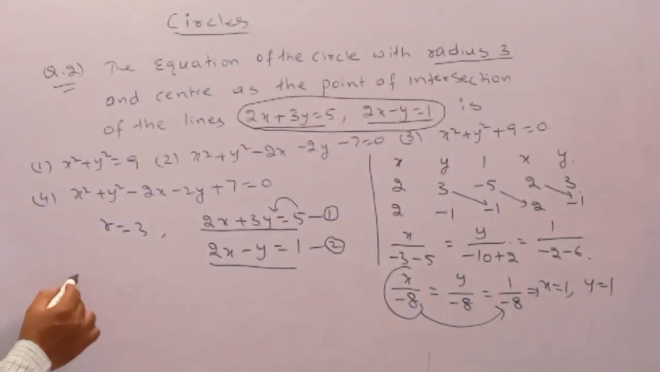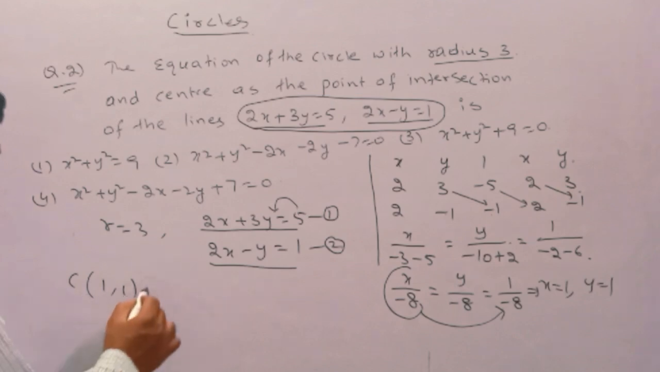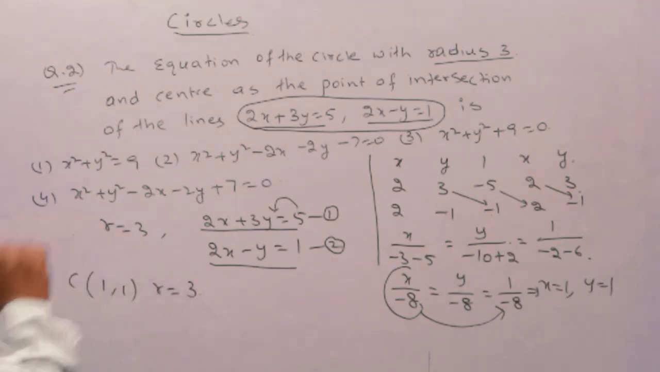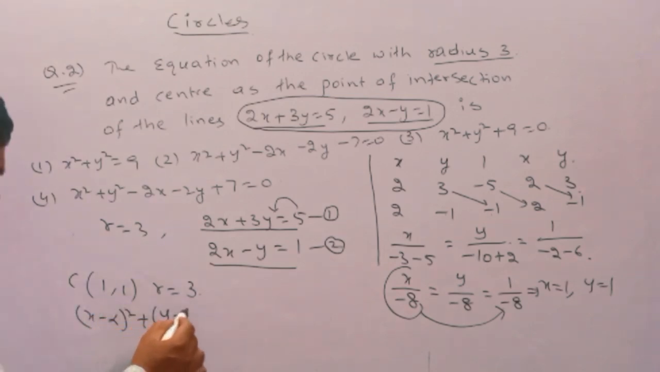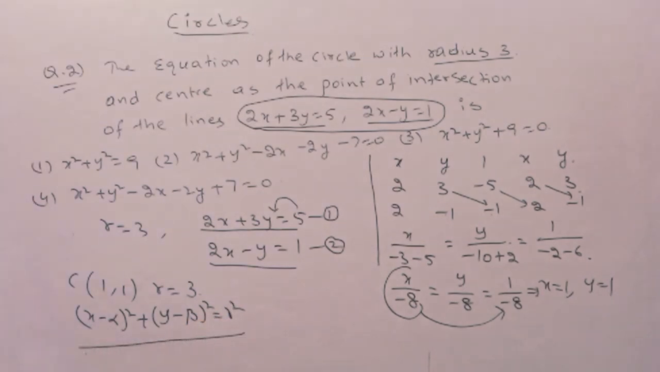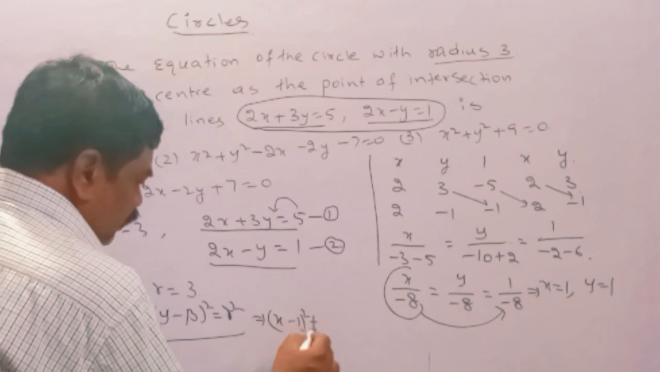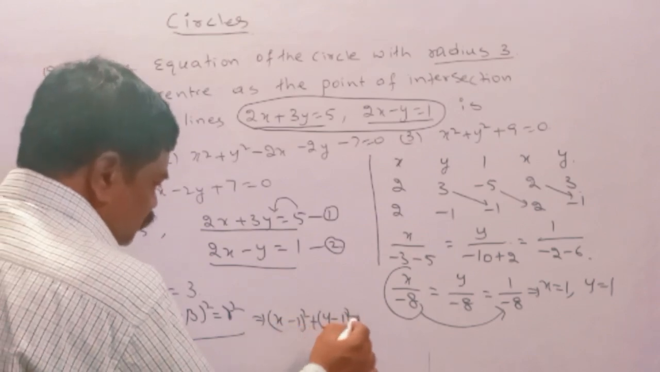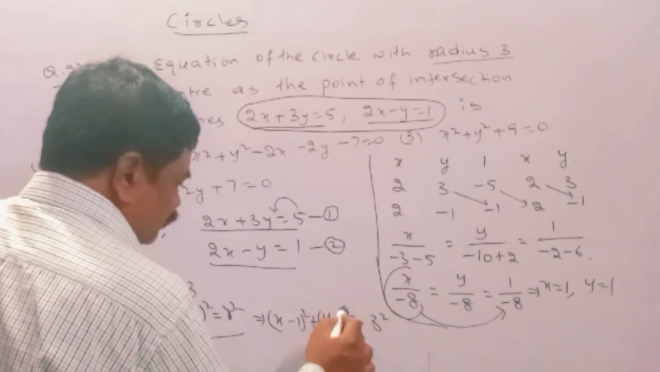So what is the center of the circle? C is 1 comma 1 and the radius of the circle is 3. From the fundamental equation of the circle, x minus alpha whole square plus y minus beta whole square is equal to r square. By using this formula, here x minus 1 whole square plus y minus 1 whole square is equal to 3 square.